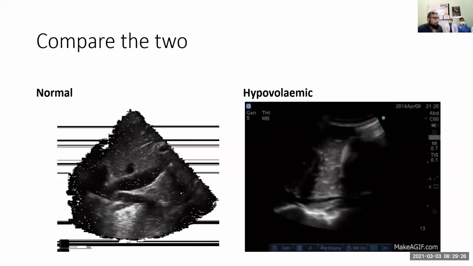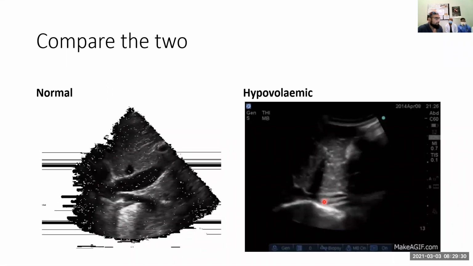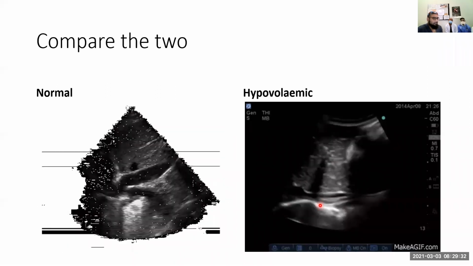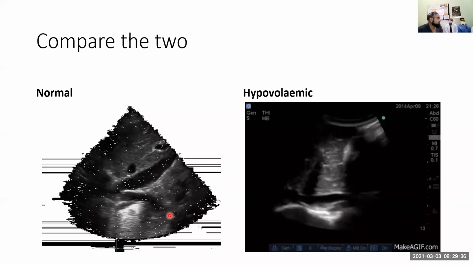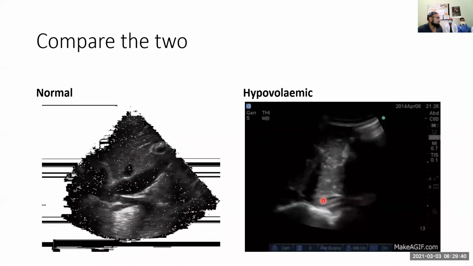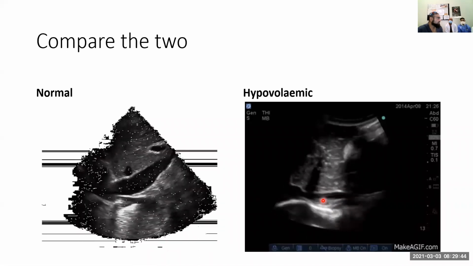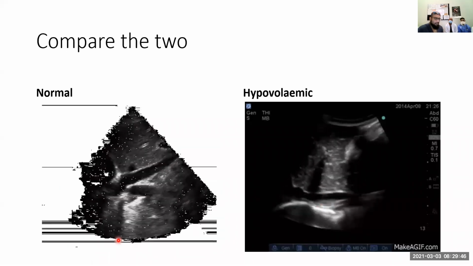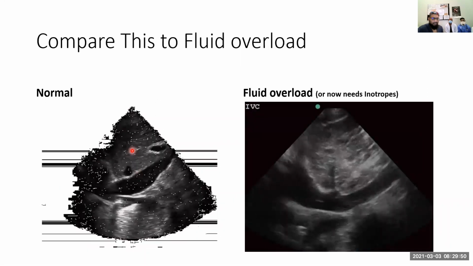Now you want to monitor the response. How are you going to monitor the response? By looking at this again. Let's say you've given your patient a liter and it starts looking more like this. Now you know your patient's getting back towards normal. You've given your patient a liter and it's still collapsing quite a bit, maybe not as much as before, but it's still collapsing. You know it's safe for me to give another liter. So that's basically how we do it. Sorry about this one.